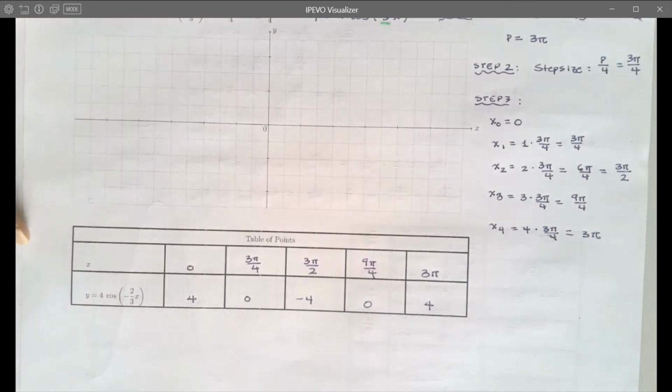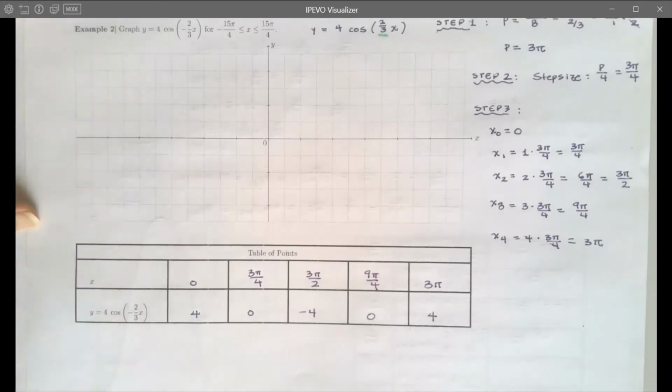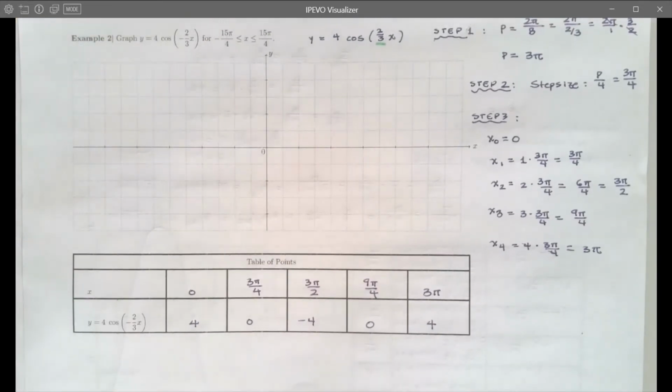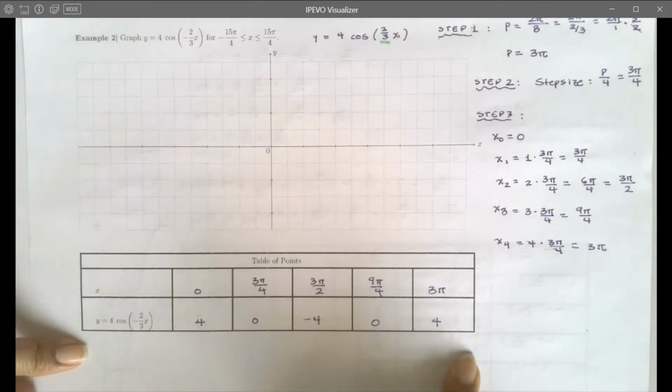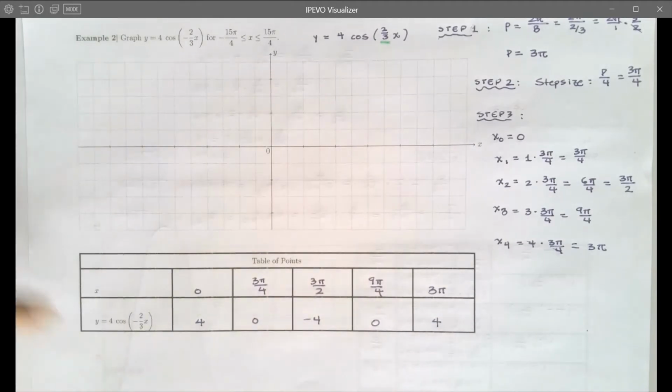And notice these values are not a surprise to us. We chose the x values so that they would give us the highest point, lowest point, and zeros. So the fact that they're coming up nicely this way is a good sign.